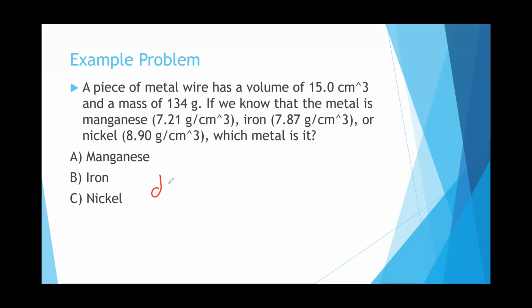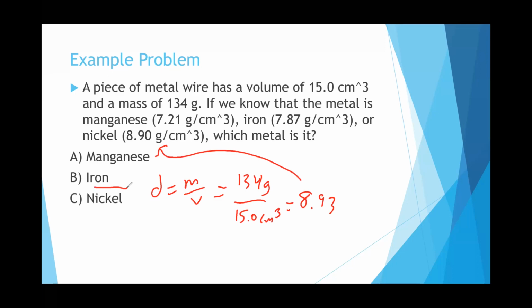So the density is mass over volume. As always, I've given you the mass and the volume. And our answer is 8.93. You might be wondering, oh, that's not any of them. But we look at the one that's closest, and that is nickel. So C is the correct answer. Good job, guys.